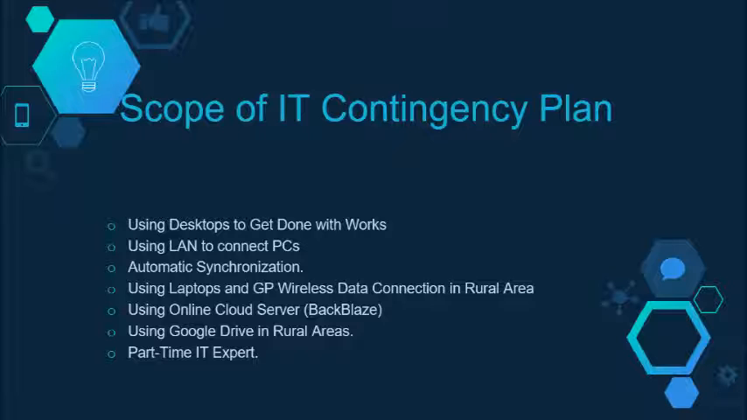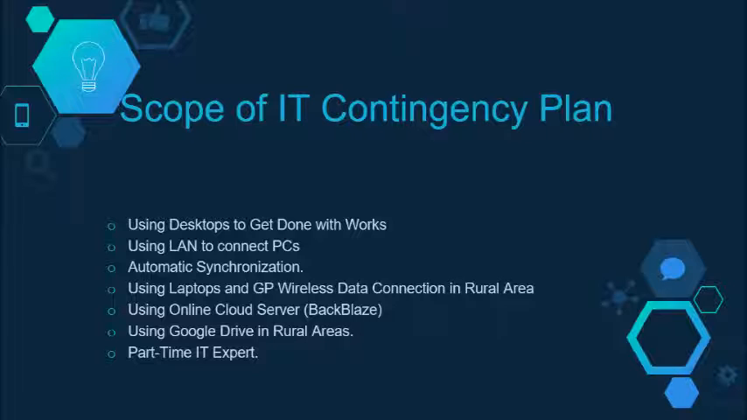I'm going to talk about the scope of IT contingency plan and later the contingency plan we made for our company. So first of all, the scope of IT contingency plan. In our organization, we are using desktop computers and laptops in order to perform our tasks. In Dhaka and Chittagong, as the infrastructure is pretty good, we are using desktop computers and broadband connections to connect to the internet. Based on our needs in different office branches, we are using 6 to 12 PCs to get our work done, and all of those PCs are connected through LAN, local area network.